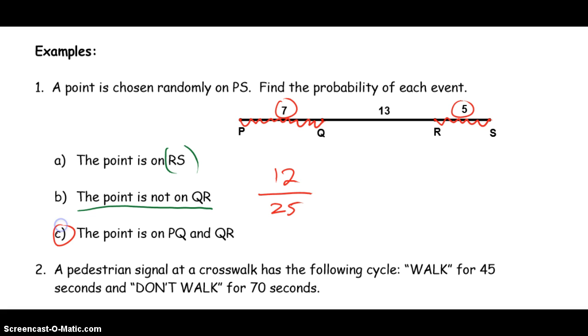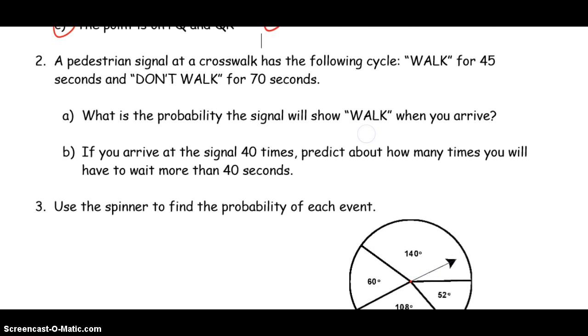Now let's do C here. The point is on PQ and QR. Well, I don't like this question very much because PQ is right here, so this is PQ, and the question says what's the probability that the point is on that line and it's on that line. Well, it can't be on both, so the probability is actually 0 because there are 0 ways that that can happen. Hope you don't get tricked up by that one.